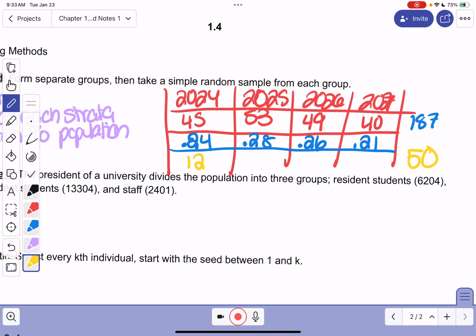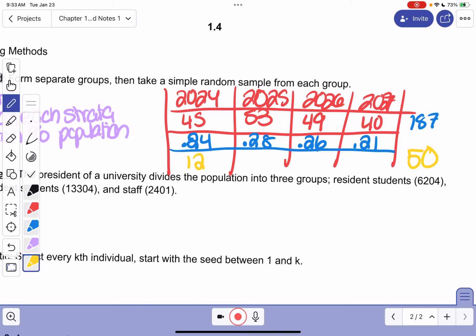Then I do non-residents. 13,304 divided by 21,909 is 61%. And 0.61 times 1,000 is 610. And then staff was 2,401 divided by 21,909, we get 11%. Multiply that by 1,000, you get 111. So that's how many we would ask each group.